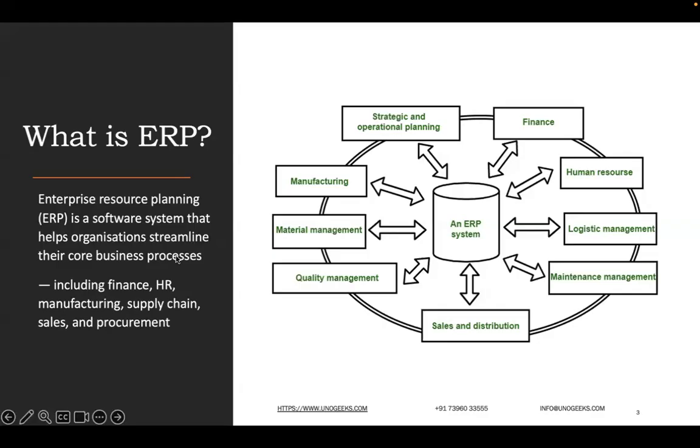It used to be a nightmare for enterprises to streamline or manage their core business processes, because without ERP, assume that you don't have this ERP system in between. Every enterprise would have a lot of departments like finance, HR, manufacturing, material, sales, and so on. And all the departments used to have different applications with different databases attached to them. And there was very little or almost no coordination between those departments.